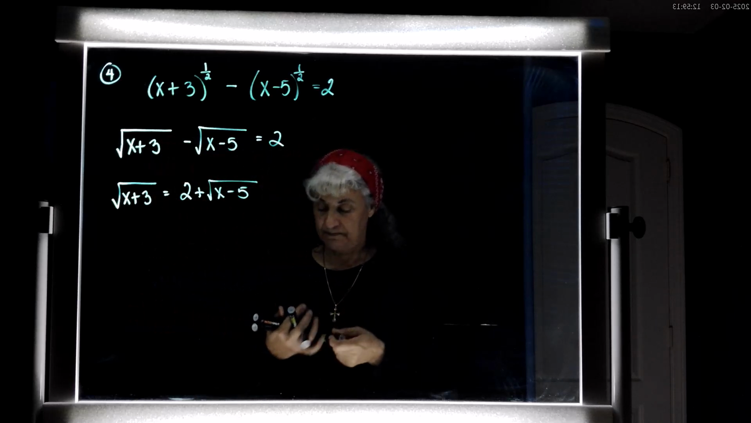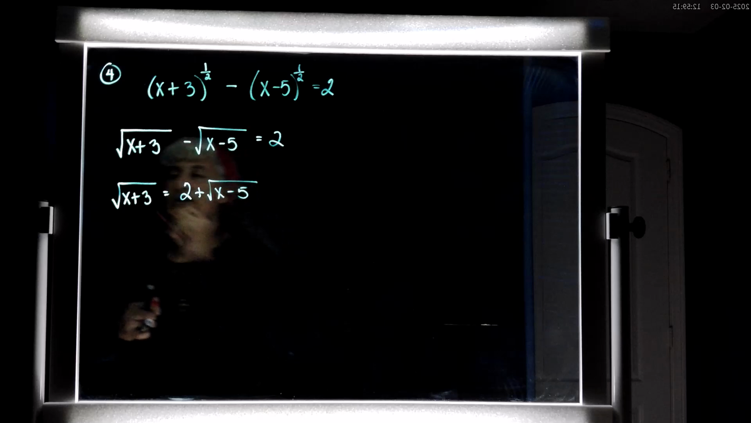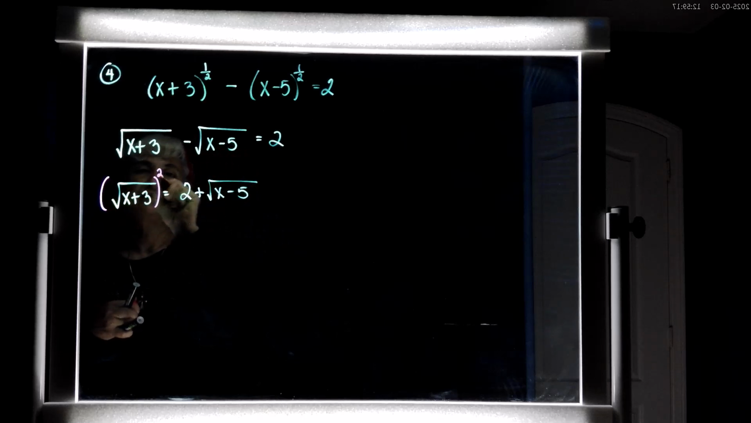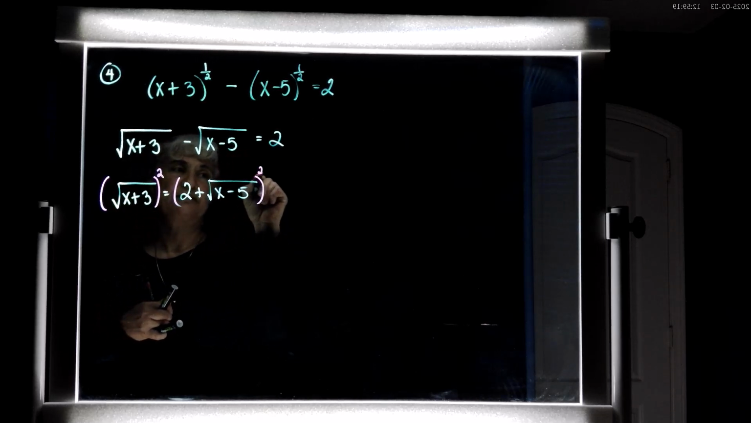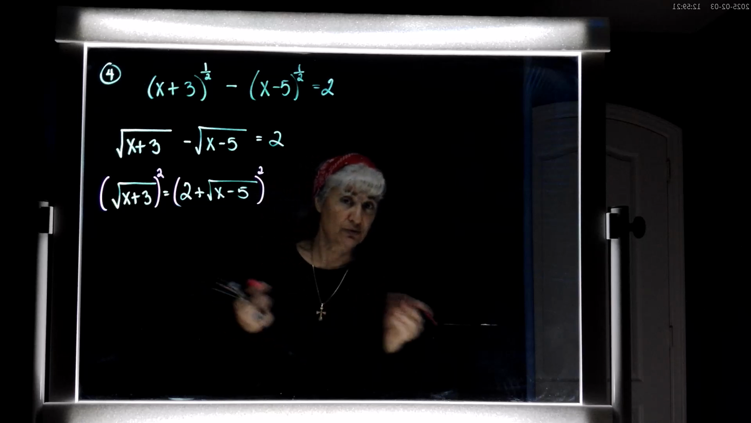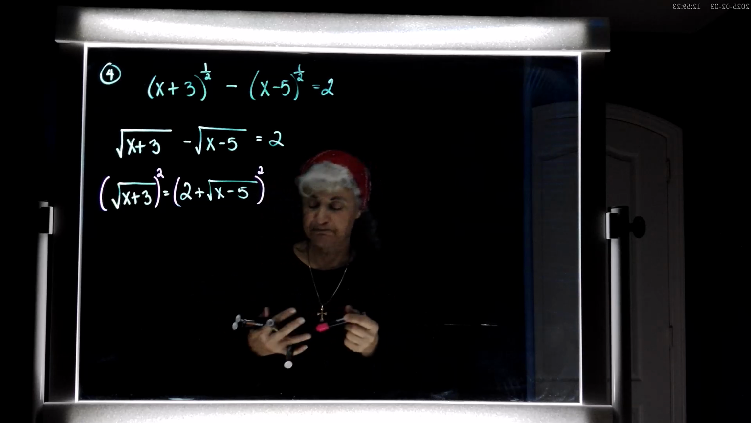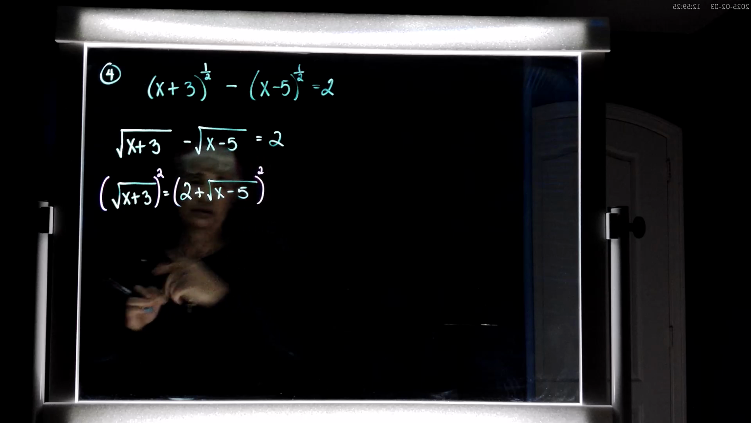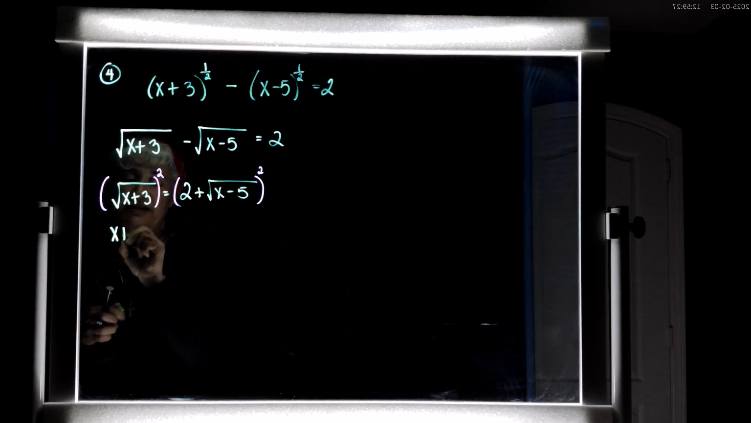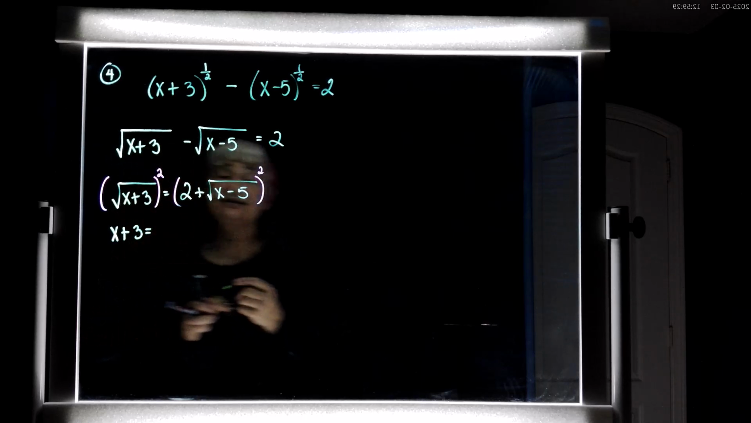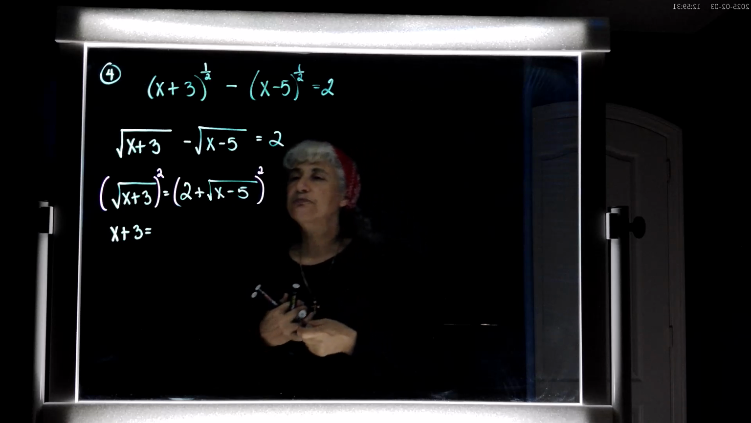Got it? And now I'm going to square both sides because the second power will get rid of that second root or square root. Yes? Okay. Now, the left side is easy. It's just x plus 3. The right side is the challenge.